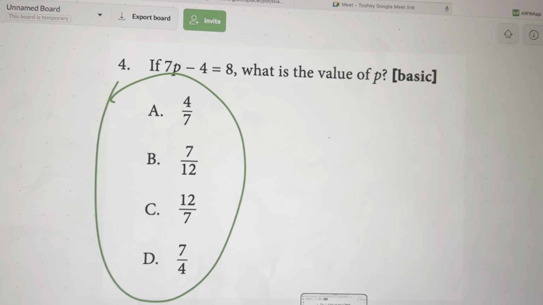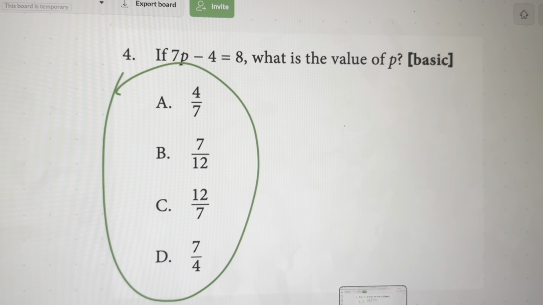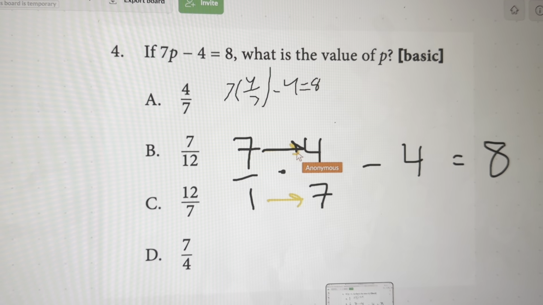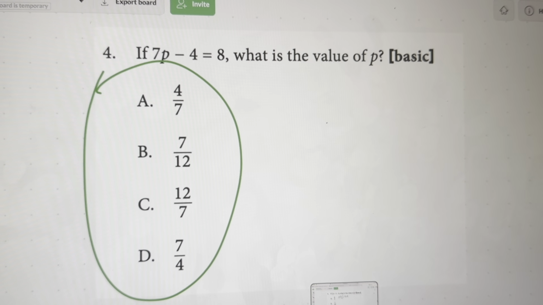But I'm guessing most students would probably be more comfortable just plugging this in. You should know how to multiply fractions by now. You got 7 times 4. What's 7 times 4?